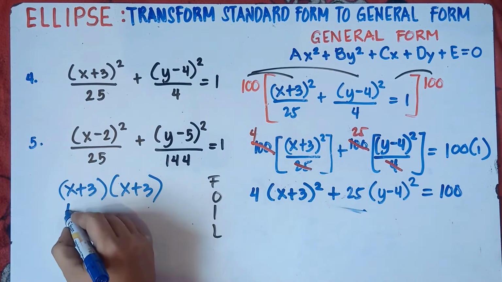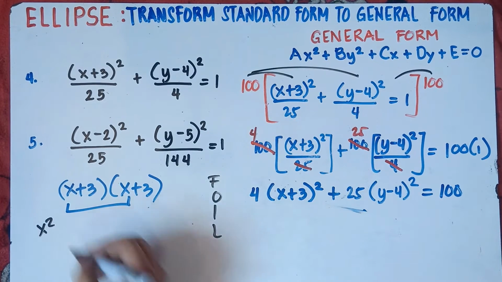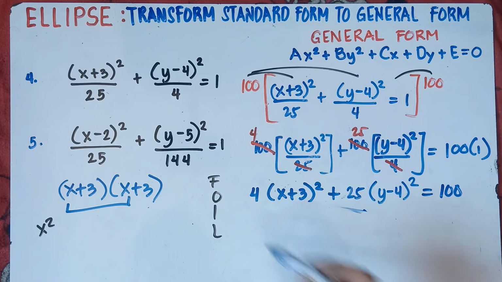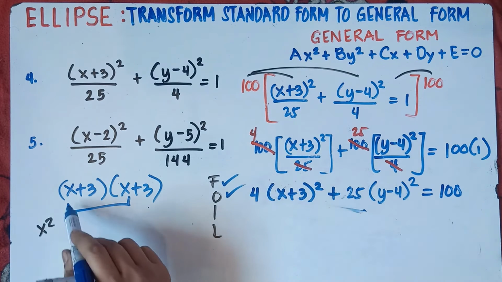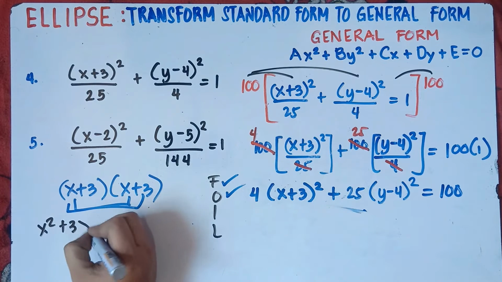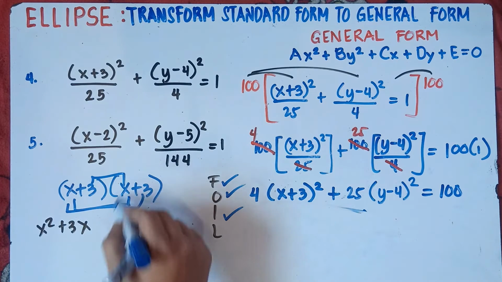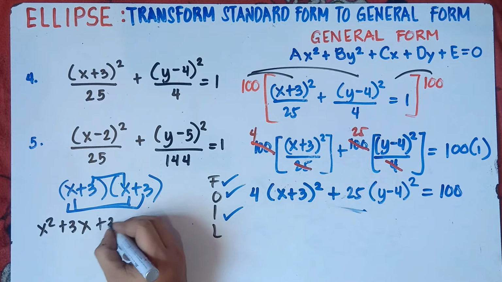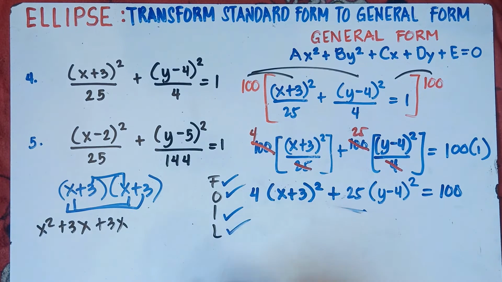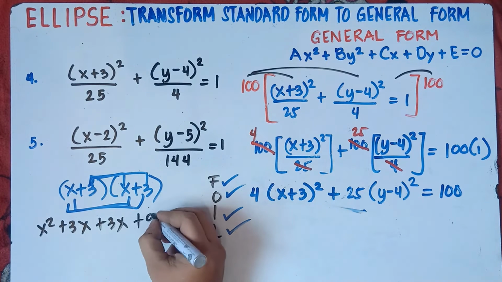First, x times x, that would be x squared. Then outer, x times positive 3, that's positive 3x. Inner, 3 times x, that's positive 3x. Then last, positive 3 times positive 3, that's positive 9.